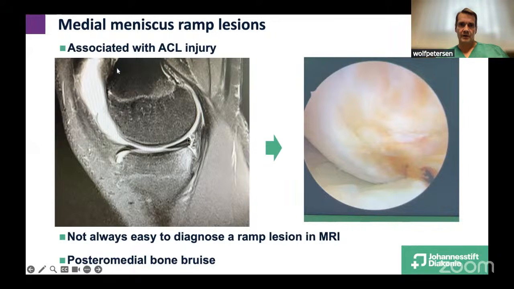This is an MRI. You can see here the meniscus. Here you can see the abnormal signal at the base of the meniscus. So in this image, you can see the ramp lesion, but quite often it is not as ideal visible, as you can see it here in this MRI, and the only indirect sign is normally this posteromedial bone bruise, as you can see it here. That's why you should try to perform an arthroscopic diagnosis in your cases.